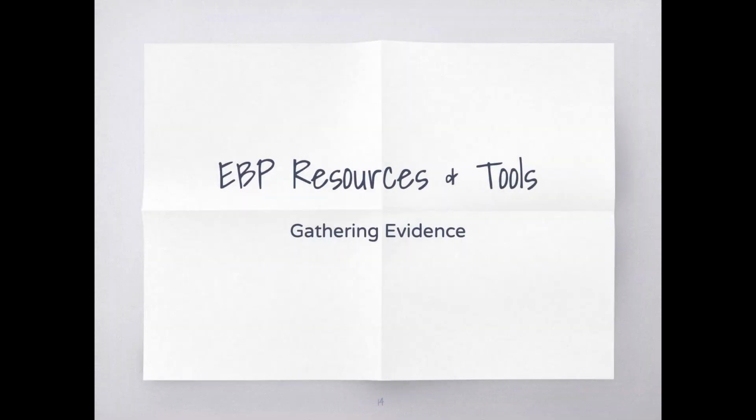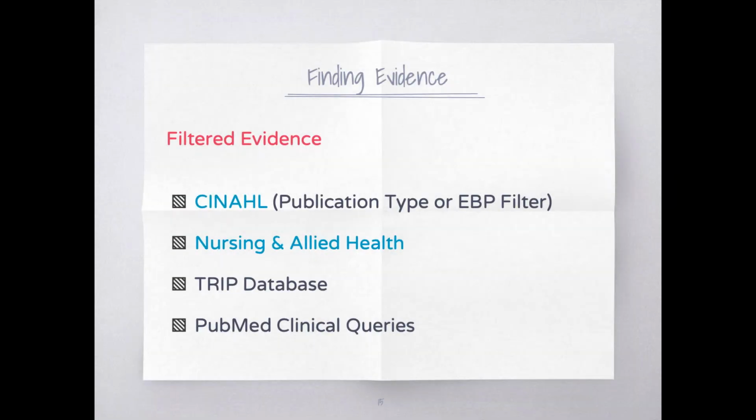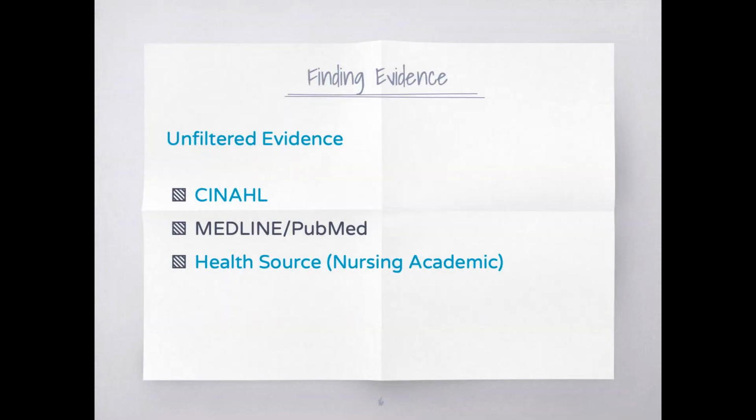Now that we understand a little bit more about evidence types and formats, let's review some of the EBP resources that you can access through the library. Several databases that allow you to search for filtered evidence or secondary research include CINAHL, Nursing and Allied Health, our TRIP database, and PubMed. We'll look at these more in depth in a separate video. You can also search for unfiltered evidence or primary research in CINAHL, Medline, PubMed, and HealthSource.